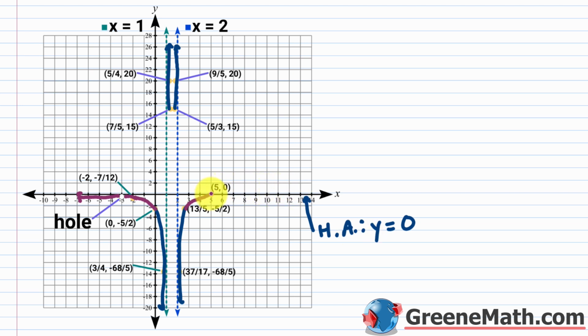The main thing to understand about sketching this is just to know that this is coming down like this, and it's approaching the x-axis from above it, whereas on this side, it's approaching from below it. And that's because we crossed through right here at that 5 comma 0.